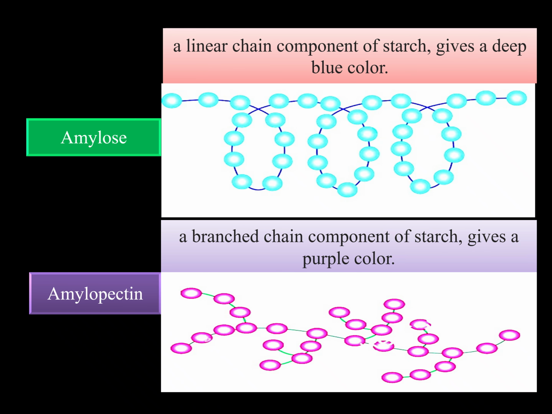Now we study starch components, amylose and amylopectin. Amylose is the linear chain compound of starch and gives a deep blue color with iodine. Amylopectin is the branched chain compound of starch and gives a purple color with iodine. So the iodine test can help identify starch and also give information about the starch components.